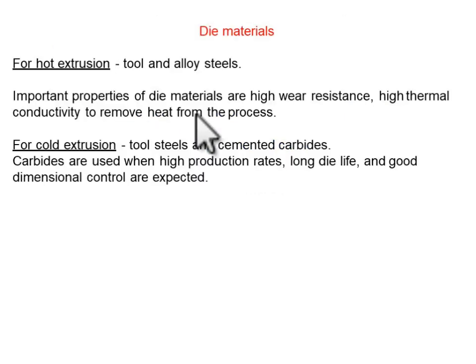Now the die material which we use in extrusion processes: for hot extrusion we use tool and alloy steels. Important properties of die material are high wear resistance and high thermal conductivity to remove heat from the process. For cold extrusion, we basically use steels and cemented carbides. Carbides are used for high durability purposes, and the production rate with cemented carbides is also very high, and the life of cemented tools is very high as compared to normal high speed steels.